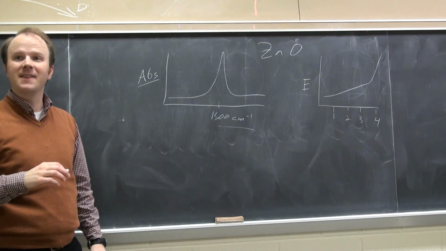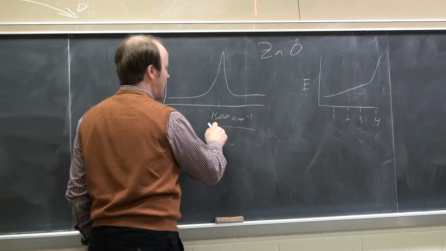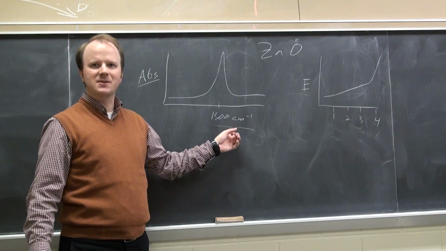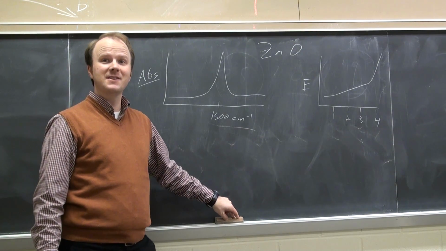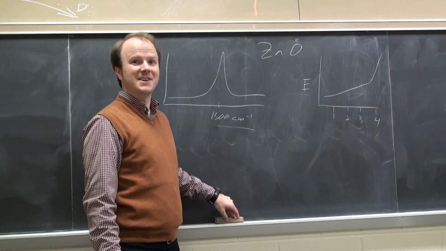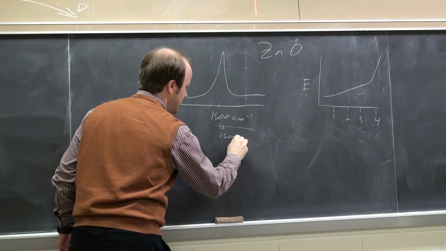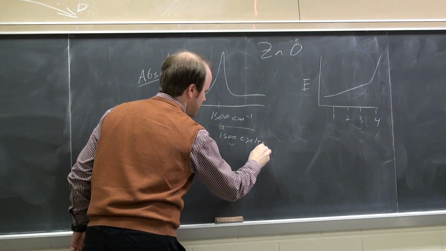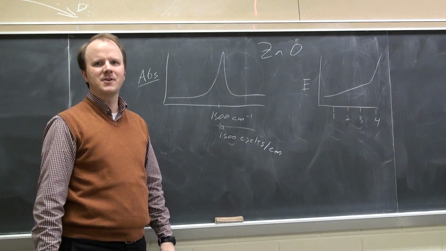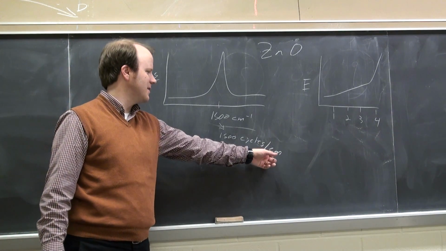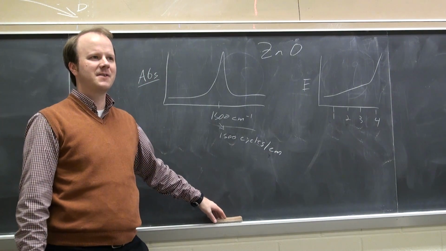Yeah? Why is it centimeters to the -1? Oh, okay. That's a good question. So what kind of number is this? What does centimeters to the -1 mean? Frequency? Frequency, yeah, frequency. So this is 1500 cycles per centimeter. What's the normal units of frequency? Hertz. Hertz, right?